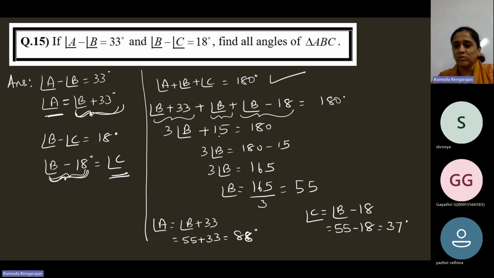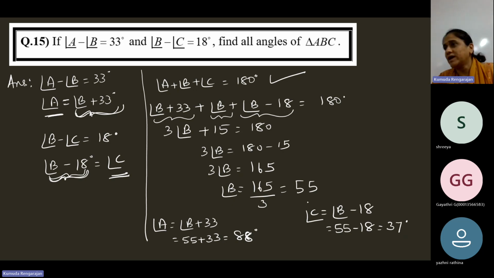My subtraction is right, no? 33 minus 18 is 15, so 3 times angle B plus 15 is equal to 180. Plus 15 becomes minus 15 on the other side, so 3 times angle B is equal to 165. So angle B is 165 by 3, which is 55. I'm very nervous about addition and subtraction, so angle B is 55, I'm right?